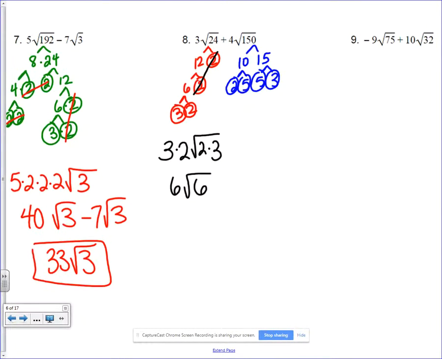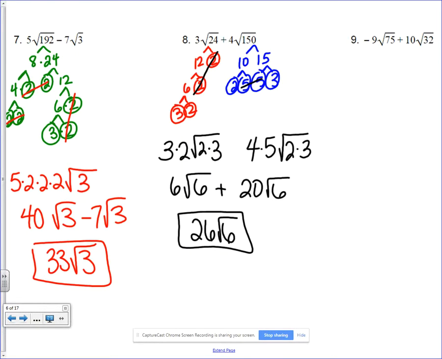How about the 150? Do I have any? Well, first of all, what was out front? A 4. Do I have any pairs? So another 5 comes out. What's left underneath? So what is 4 times 5? Radical. And what's supposed to be in between them? A plus sign. Good. Do you see how once we break them down and simplify it, it all matches? Okay. 26 radical 6. Good. If you mess up the breaking them down, folks, you're going to be in a world of trouble. Good? Right. Number 9.